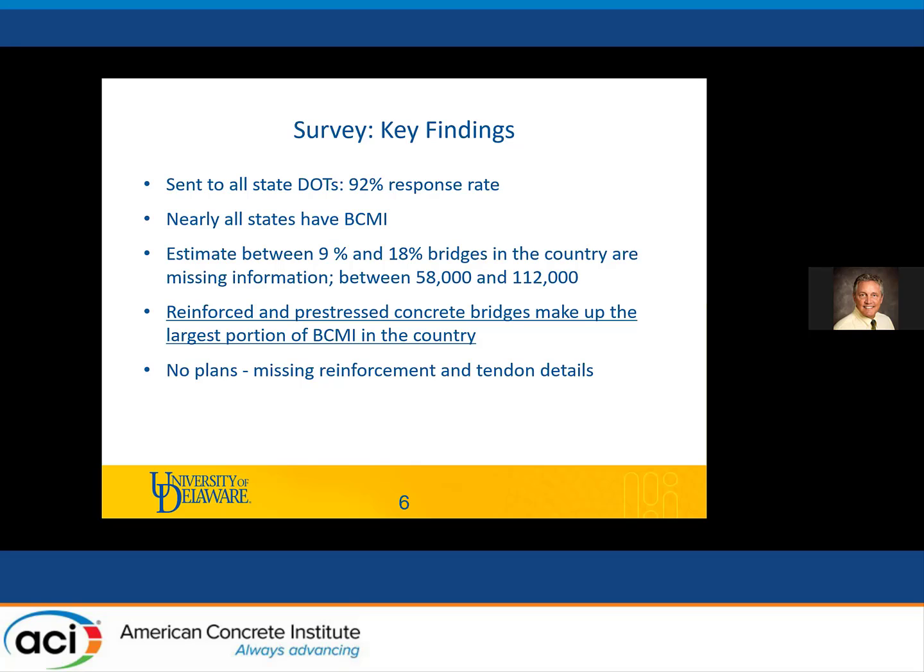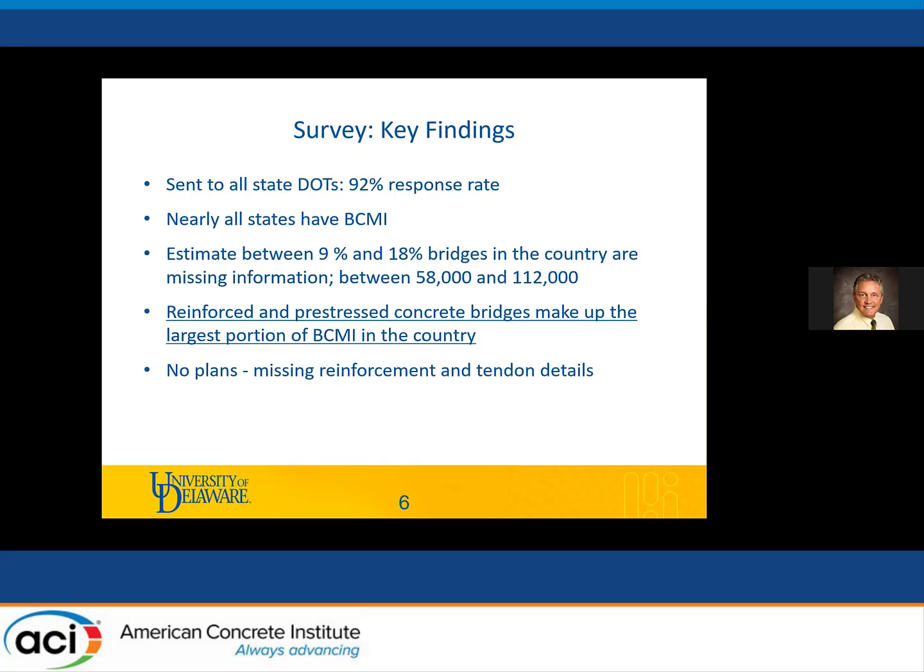And that runs probably somewhere between almost 60,000 and a little over 110,000 of the more than 600,000 bridges in the country that are missing some information. The majority of those missing information are concrete bridges: reinforced, pre-stressed bridges, culverts. They make up the largest portion of bridges where there's missing information. And usually in those cases, it's missing plans, whether they're design plans or as-built plans. And of course, that means they're missing reinforcement details.